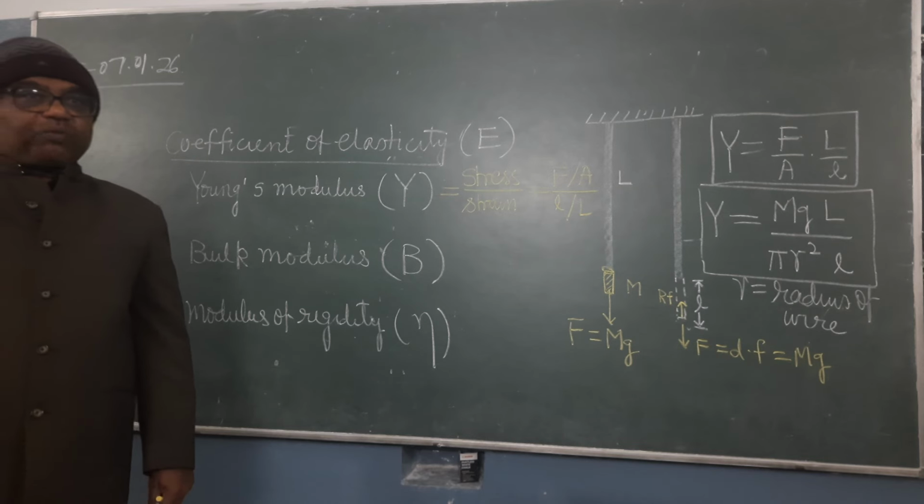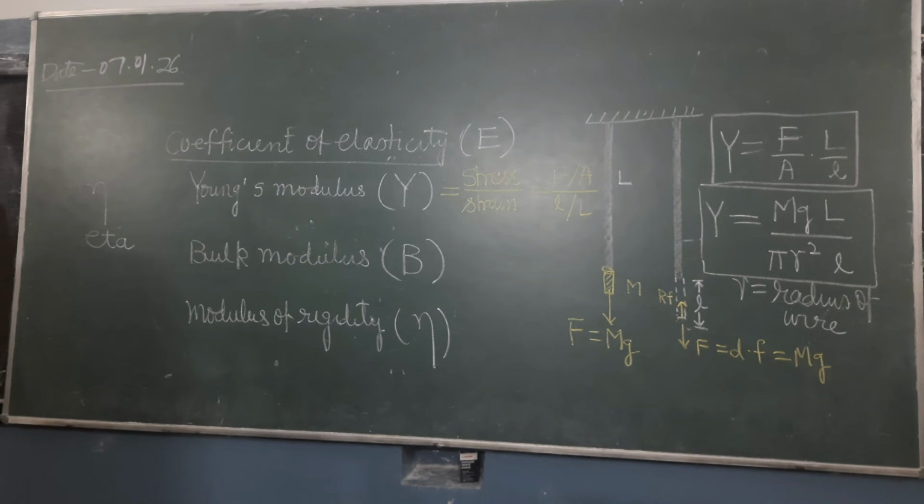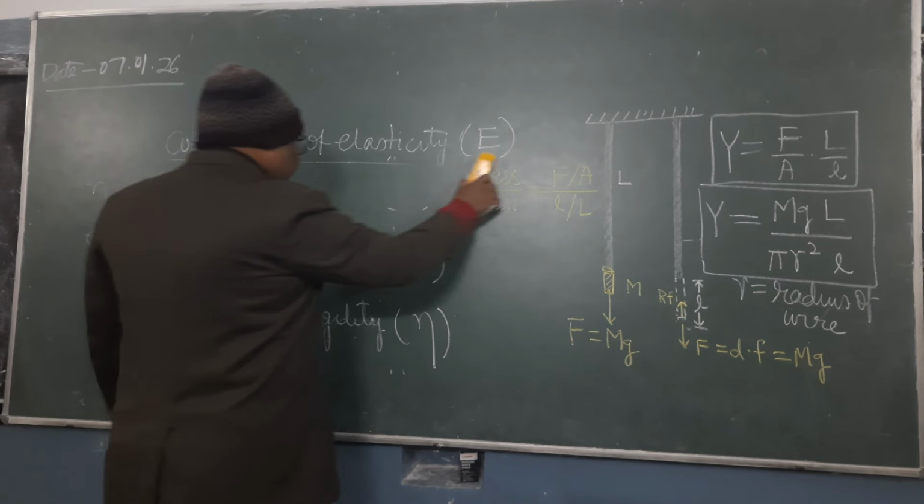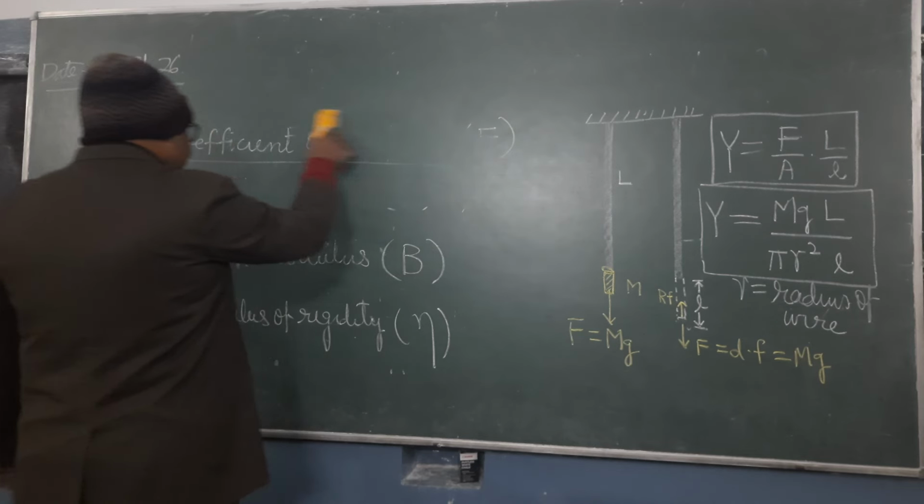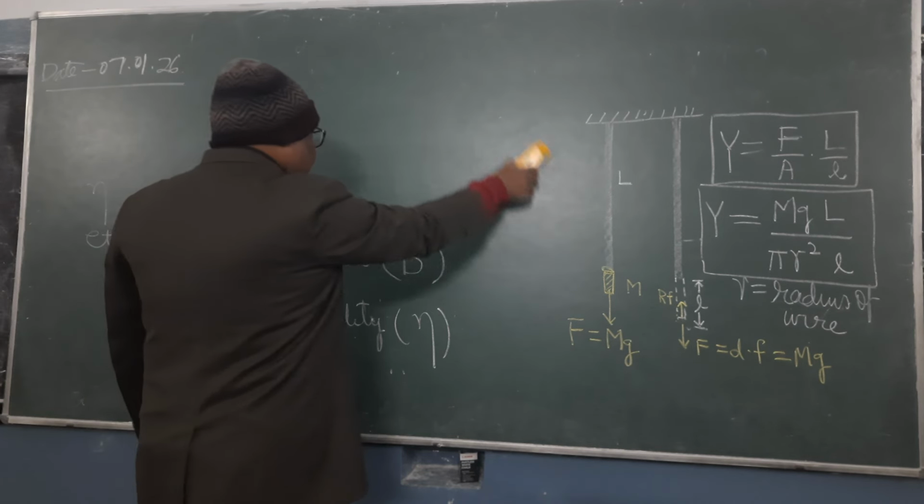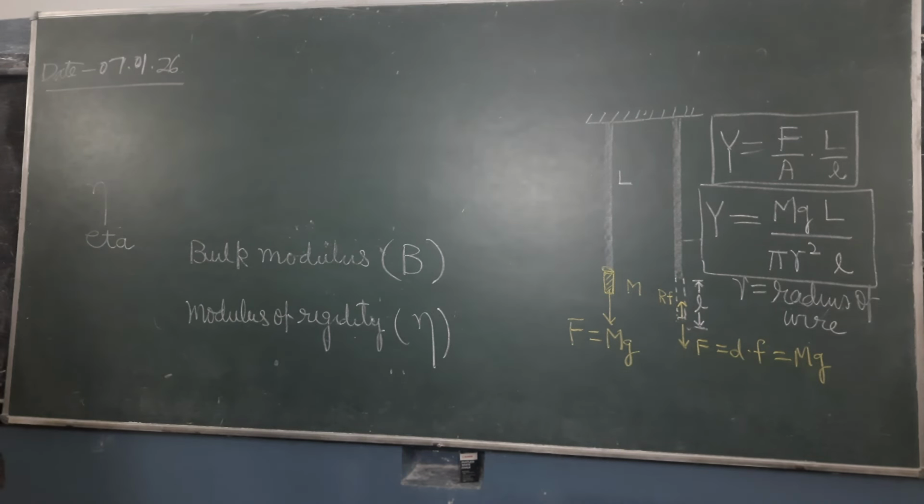So this is the formula of Young's modulus. Y equals to mg into capital L upon pi r square into small l. Now after this, bulk modulus.